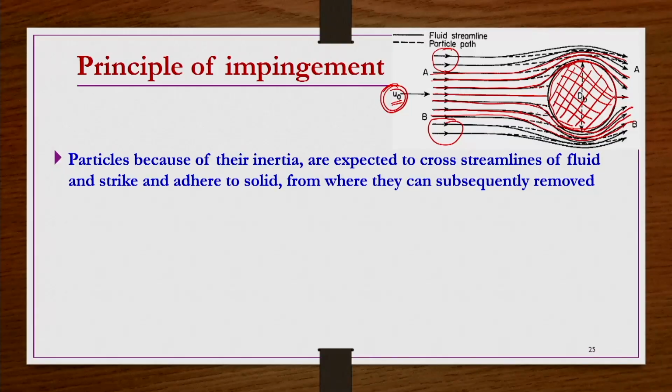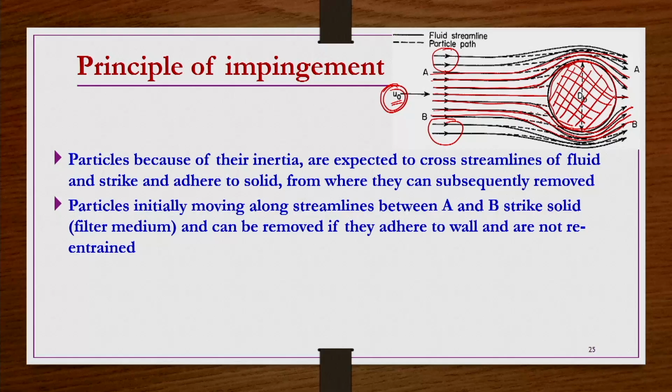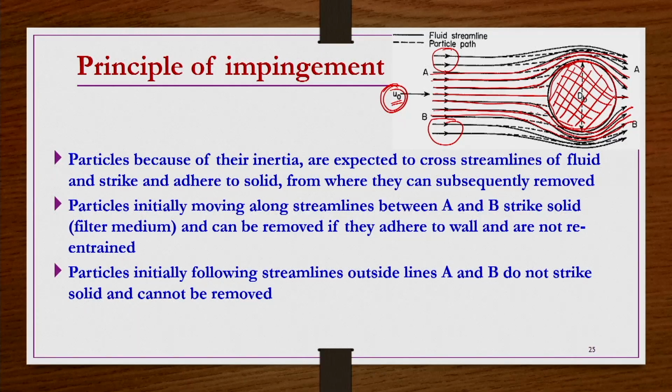So, particles because of their inertia are expected to cross the streamlines of the fluid and strike and adhere to the solid, from where they can subsequently be removed. Particles initially moving along streamlines between A and B strike the solid filter medium and can be removed if they adhere to the wall and are not re-entrained again, because they are already separated. Particles initially following streamlines outside lines A and B do not strike the solid and cannot be removed. So, the efficiency is a factor.